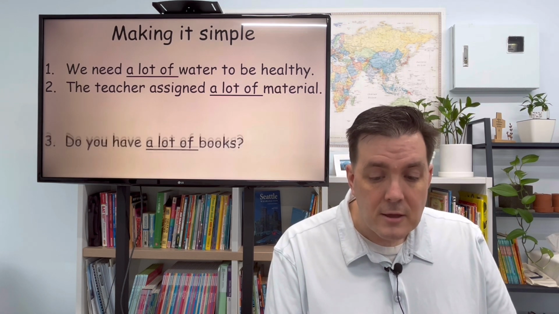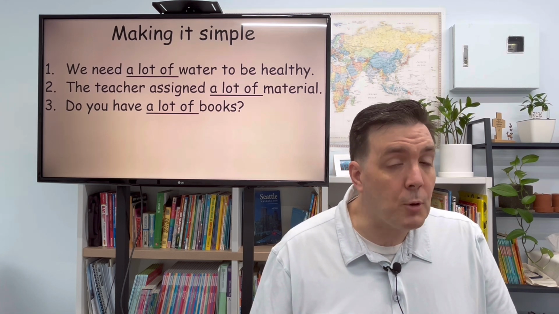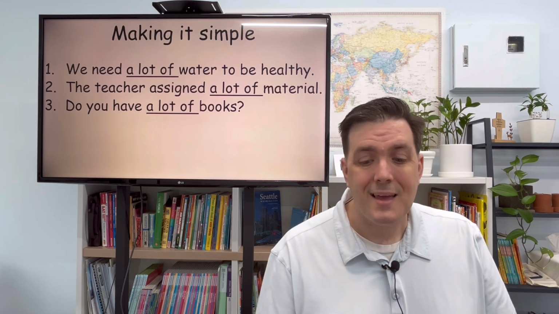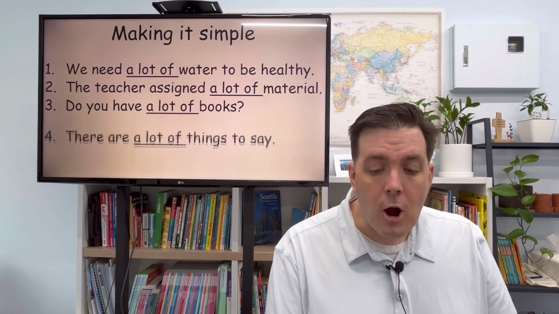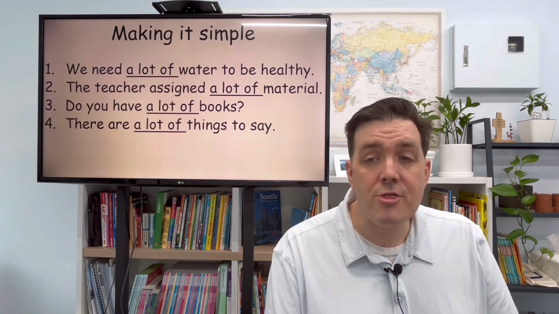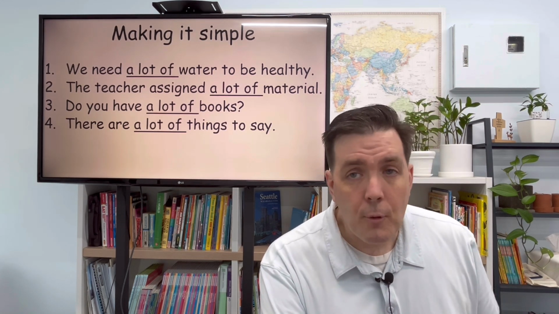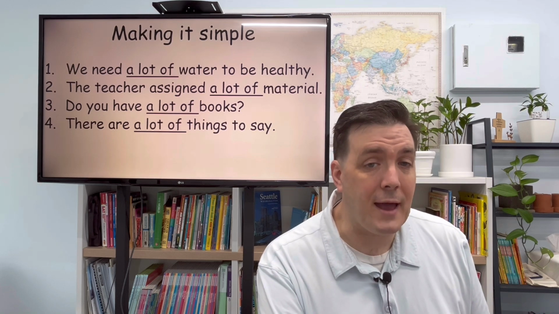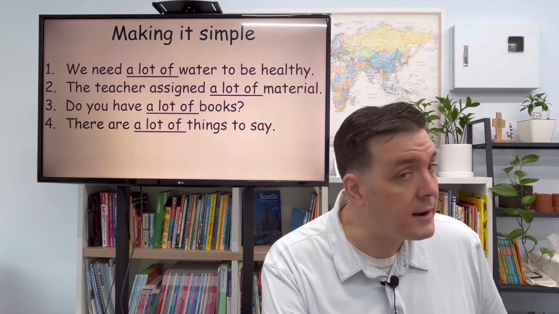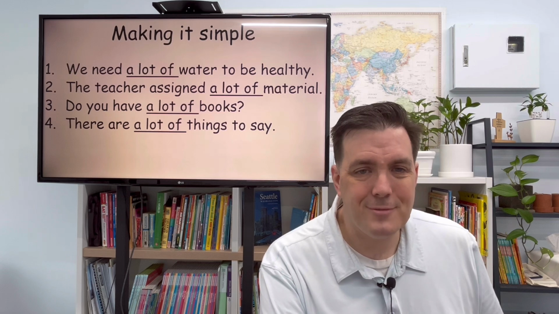Number 3, do you have a lot of books? Books is countable. We have 1, 2, 3 books, but a lot of books. And last one, there are a lot of things to say. 1 thing, 2 things. But we can say a lot of for both countable and uncountable nouns. If you want to substitute many and much, you can. There's no problem with that. But keep it simple. Just use a lot of.